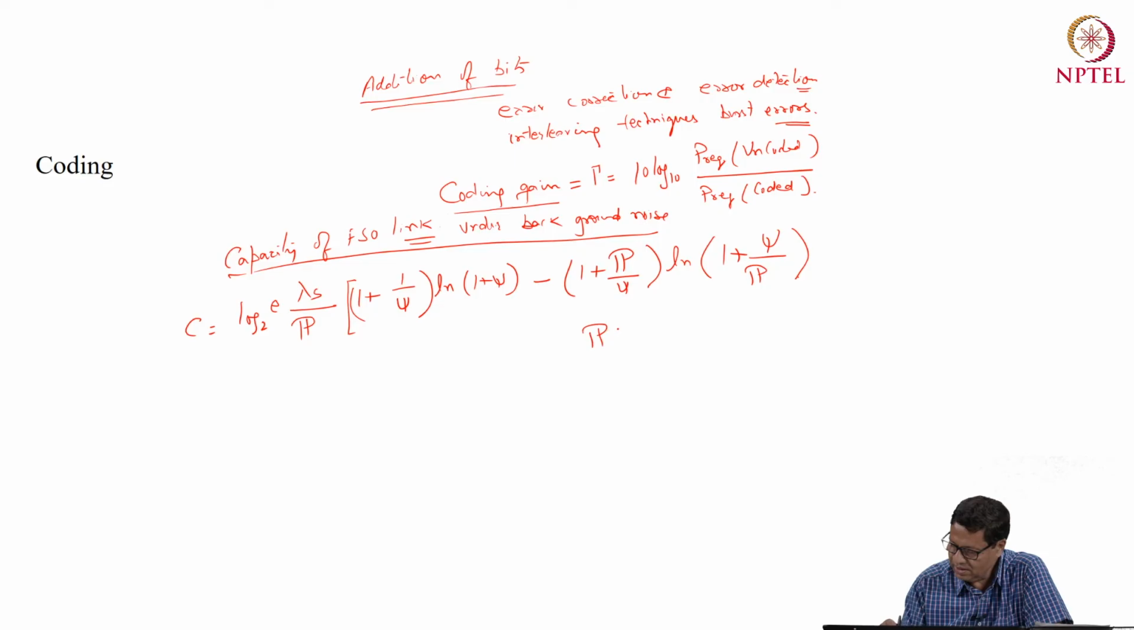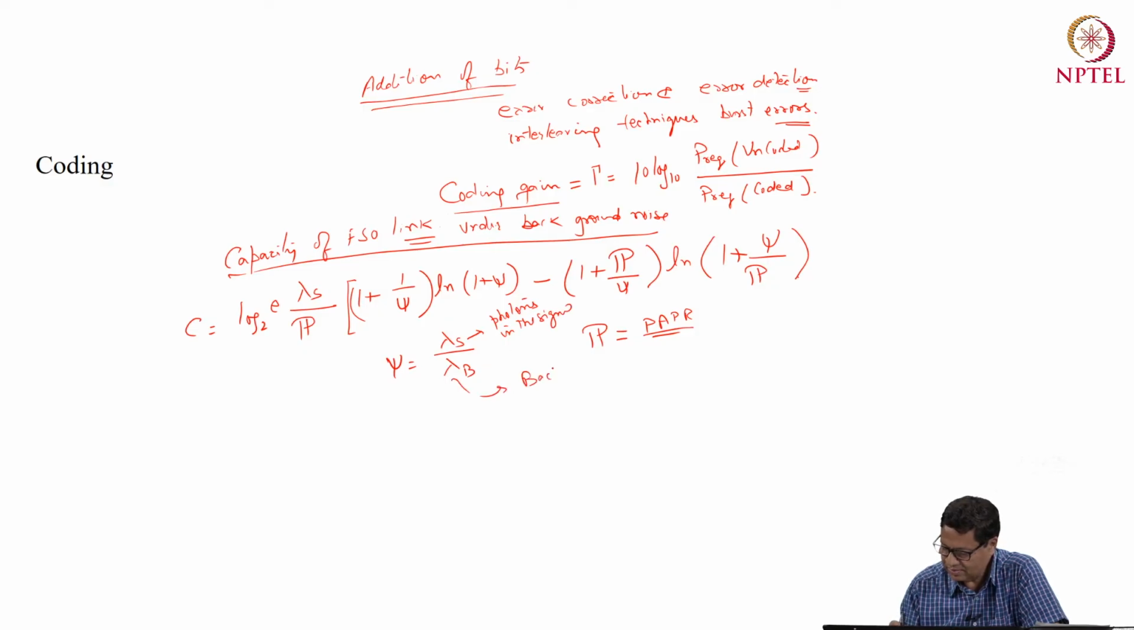So this P is the peak to average power ratio, PAPR. What is the peak power in the signal and what is the average power in the signal? This ratio is called the peak to average power ratio. And this psi is the number of signal photons divided by the number of background noise photons. So this is the photons in the signal, and this is the background noise.